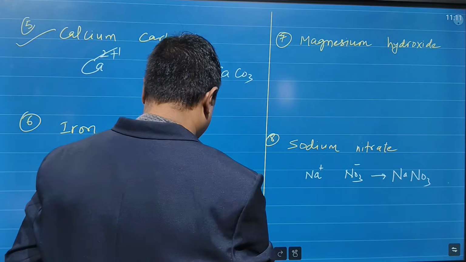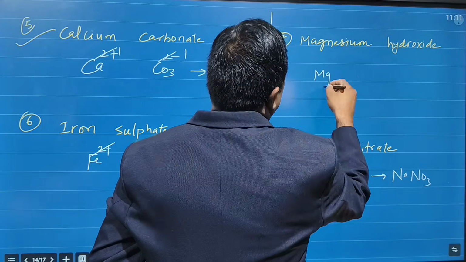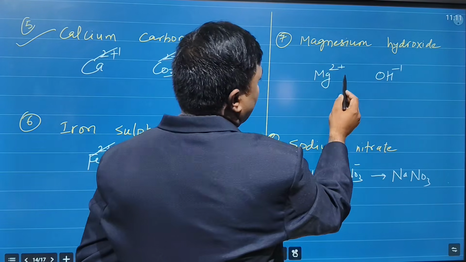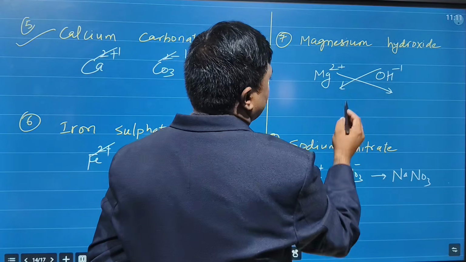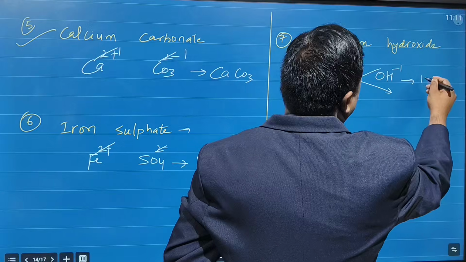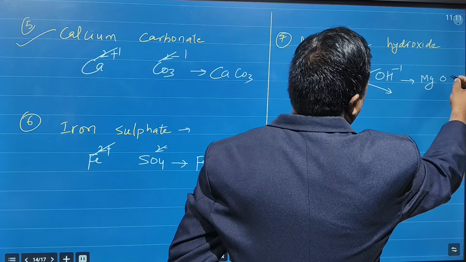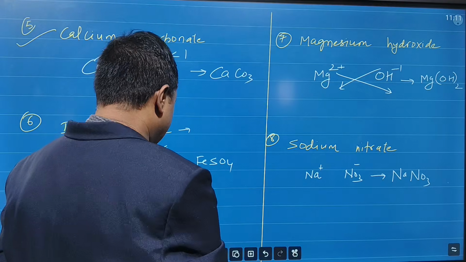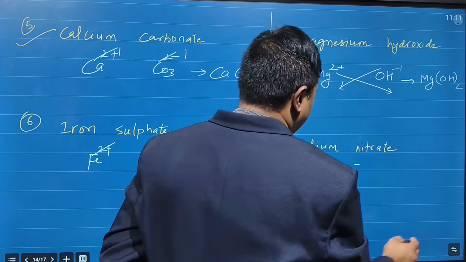Magnesium is what? Mg2+, hydroxide OH-. So 2 will move here and 1 will come here, right? So whenever 2 is coming, it will go with O atom and H atom both. So we are taking Mg1, okay, OH in bracket you should write twice. Is it clear? Similarly, we can talk about the sodium nitrate.